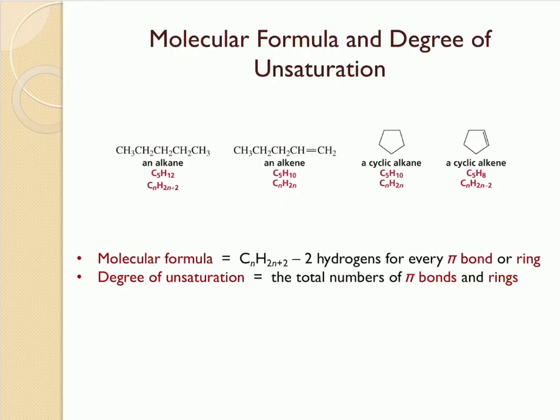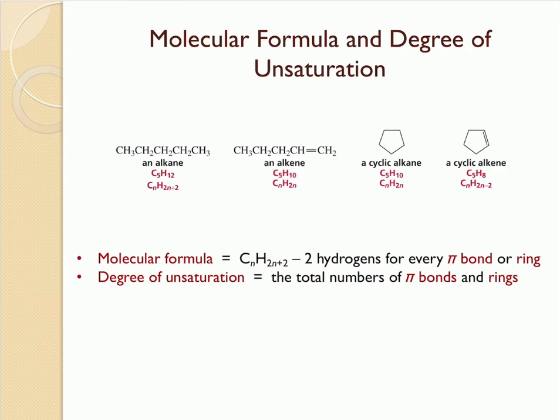Alkenes. Molecular formula and degree of unsaturation. The general molecular formula for an alkane is CnH2n+2. In the case of alkene, since it has a double bond, there are going to be 2 hydrogens less, and therefore the general formula is going to be CnH2n.